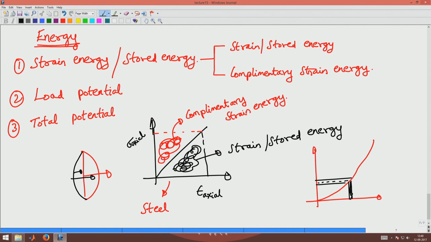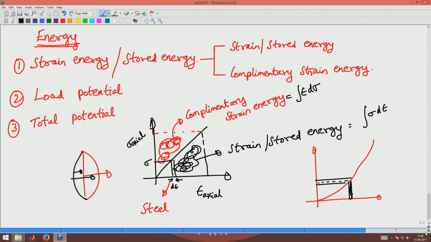Okay. Now, how do you compute this area or that area? To compute the strain energy, I have to do the integral of sigma d epsilon, right, because I am varying epsilon here, this is d epsilon, and that is the value of stress at that particular point. I sum that up to get the strain energy. Similarly, to find the complementary strain energy, I have to integrate epsilon with respect to the stress, right.